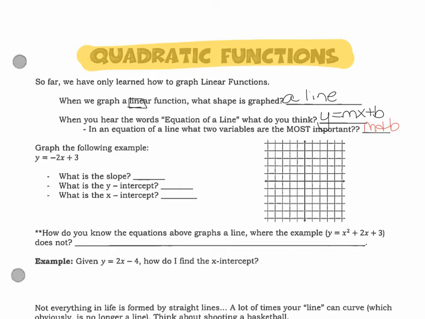So let's review. Graph the following example: y equals negative 2x plus 3. When you graph a line, you need to know what m equals and you need to know what b equals. What does m equal? Negative 2 over 1. What's b equal? 3. What do you plot first? B. On what axis? The y-axis.